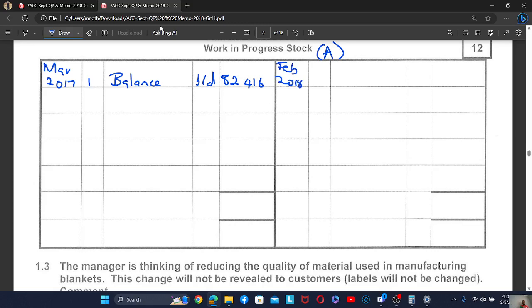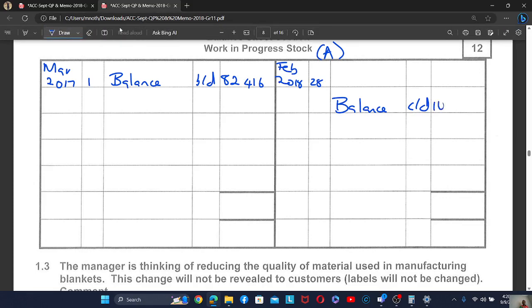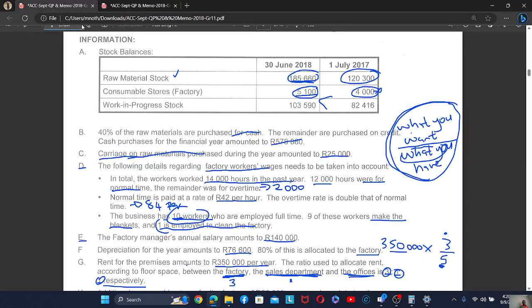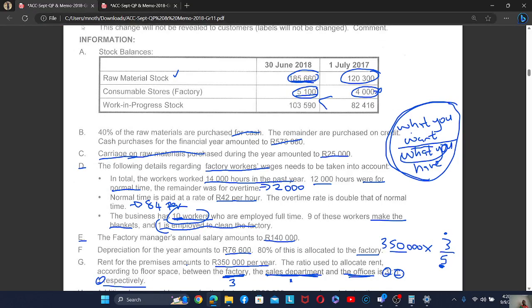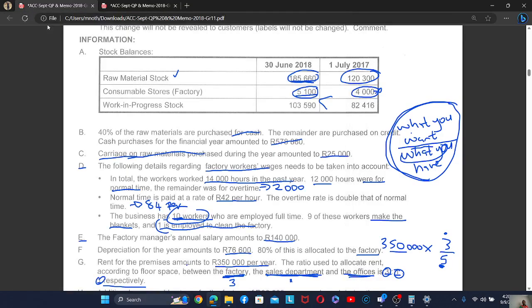And then we are also given the work in process at the end of the year, on 28 February. The balance carried down, because the balance at the end of the year, we call it the balance carried down, right? Yes. So how much is it? 103,590. Yes.